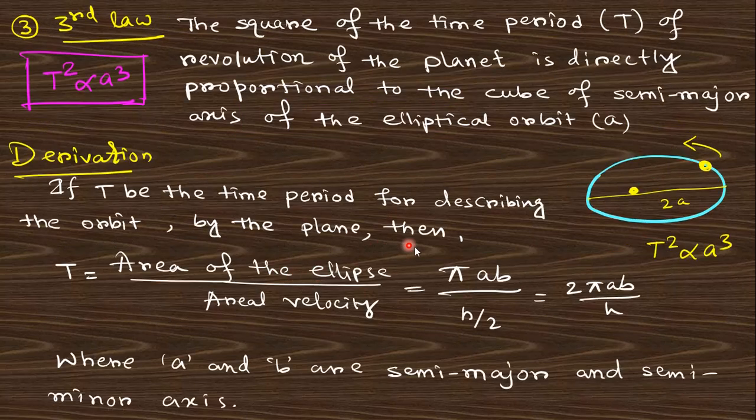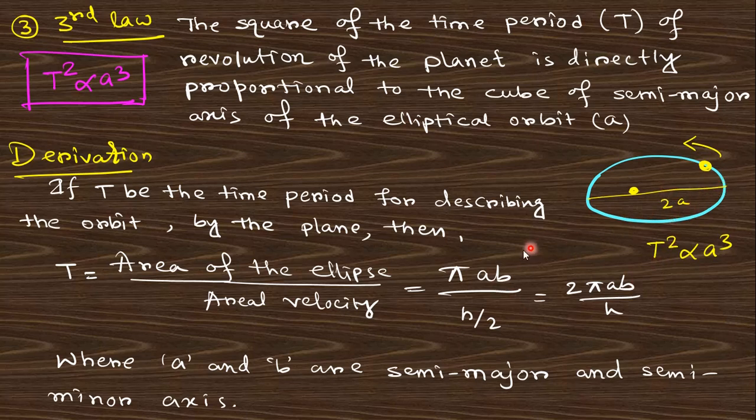Next, go through the third law, which says that when the planet moves in the elliptical path, there will be a time period. The square of this time period is proportional to the cube of the semi major axis. That is, this is the major axis, which will be 2a, and the semi major axis is half of the major axis. So T square is proportional to a cube. That means the square of the time period of revolution of the planet is directly proportional to the cube of the semi major axis of the elliptical path. That means when the planet moves in the elliptical path, the square of the time period is proportional to the cube of the semi major axis.